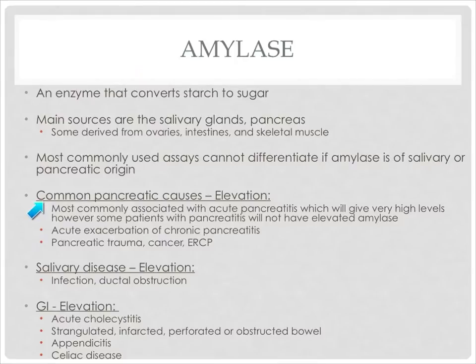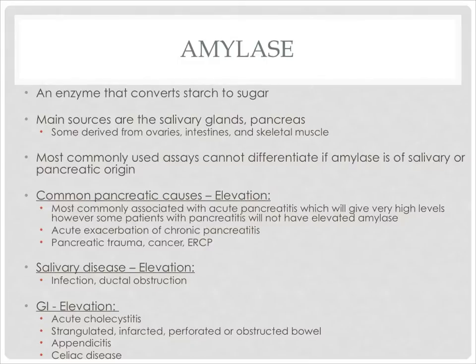One of the more common reasons is going to be a pancreatic cause, and this is going to be due to acute pancreatitis, which can give you very, very high levels. However, understand that many patients with acute pancreatitis can have normal amylase levels. You can also see this with acute exacerbations of chronic pancreatitis and any type of injury, trauma, or cancer to the pancreas, or recent procedures such as an ERCP.